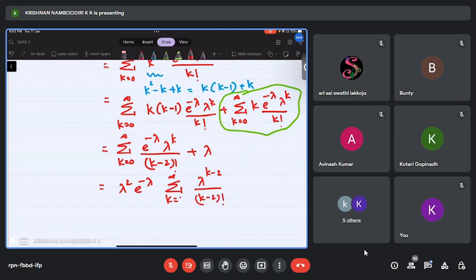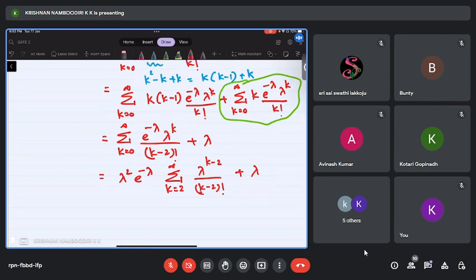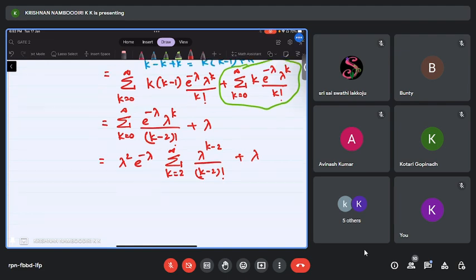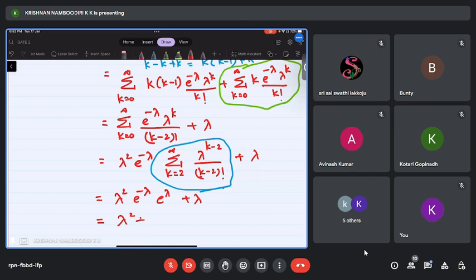So this k starts from 2 to infinity plus lambda. I'm just making that adjustment to make sure that the denominator does not go beyond 0 factorial. Okay, 0 factorial is nothing but 1. So here it is lambda square e power minus lambda. And what is this sum? This is again e power lambda, right? That's the definition of e power lambda, plus lambda. So which is equal to lambda square plus lambda.